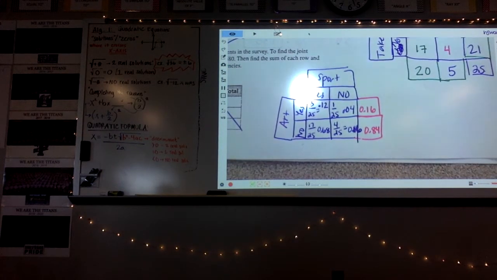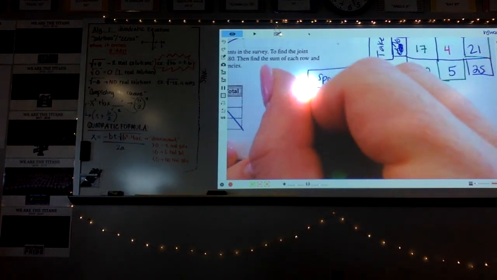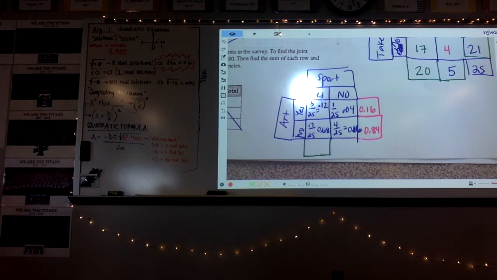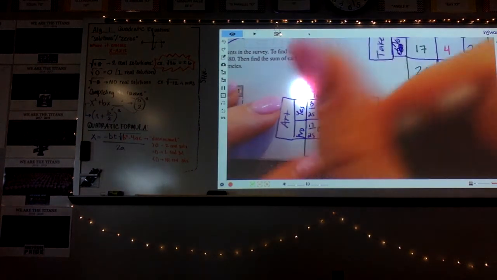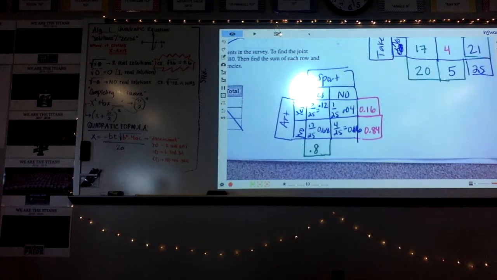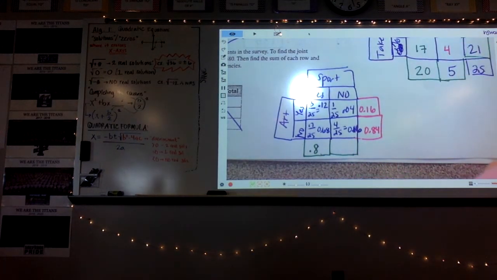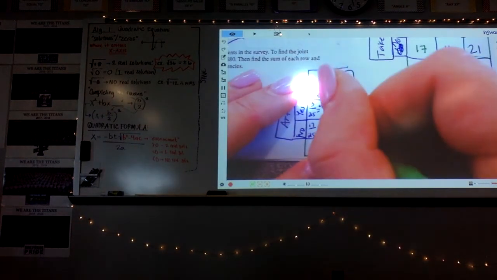How many of you play sports? 0.12 plus 0.68 is 0.8, 80% of you. Which means, how many of you should not be playing a sport? 20. And if we add those together, we get 0.2.